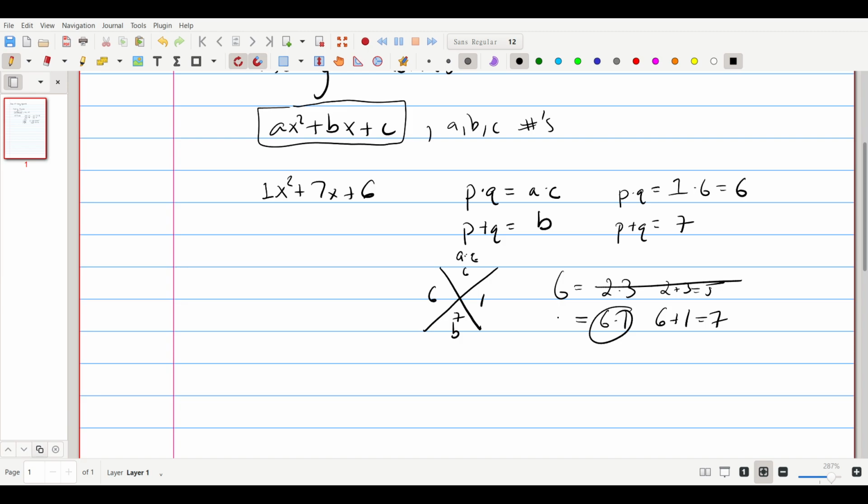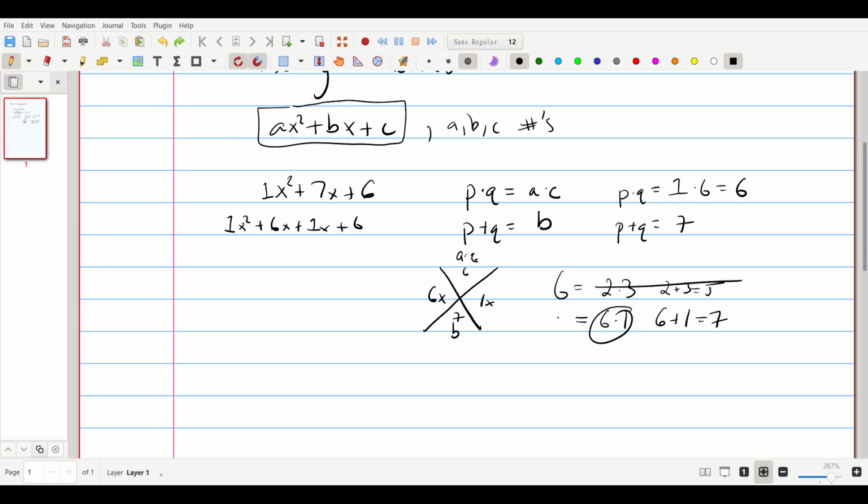And so what you're going to do is this 6 and this 1 are actually 6x and 1x, and we're going to break this 7x into those two terms. So we have 1x squared plus 6x plus 1x plus 6. And if we added these two terms together, we would just end up right there. Okay, so why are we doing this? Well, because here we only have 3 terms. What we want to do is end up with an even number of terms, specifically 4.